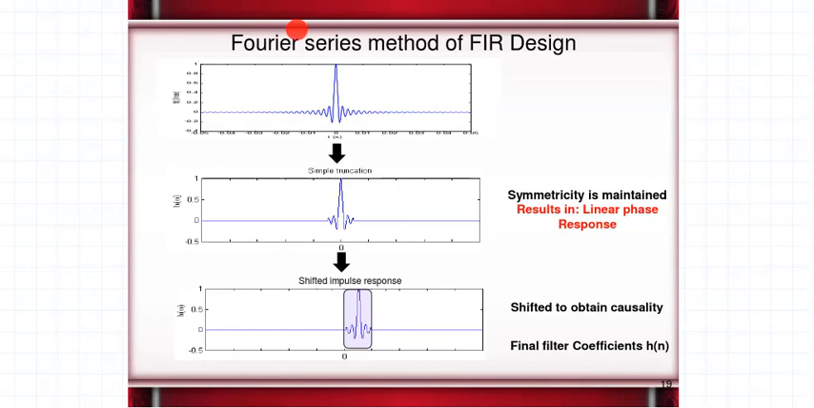And this approach of designing the filter is called the Fourier series method. So the Fourier series method basically involves simple truncation and then shifting the coefficients in such a way that we maintain the linear phase response by obtaining a symmetrical impulse response.